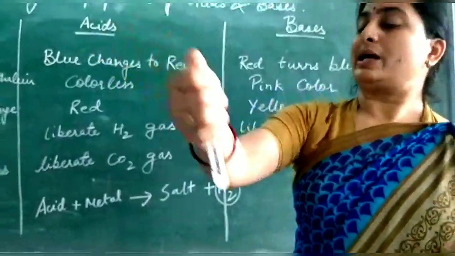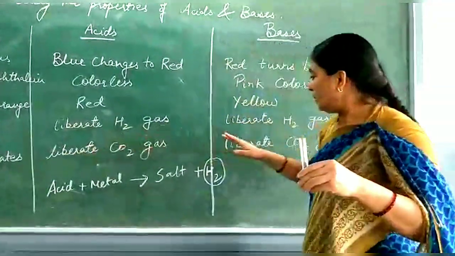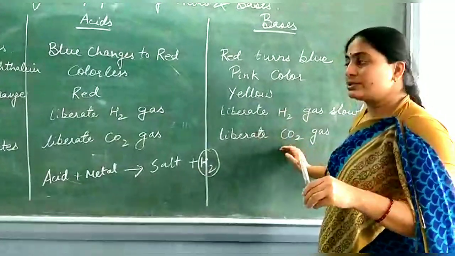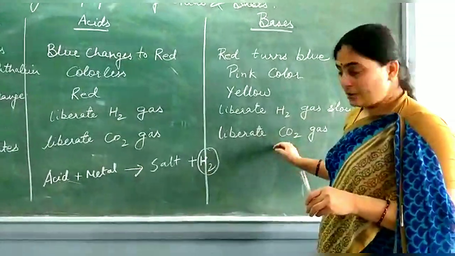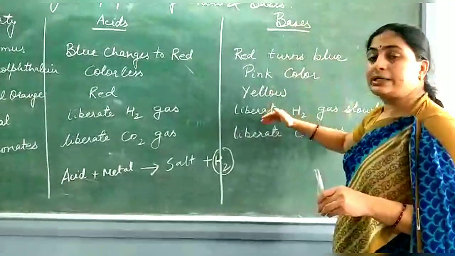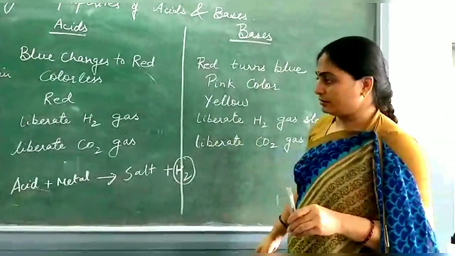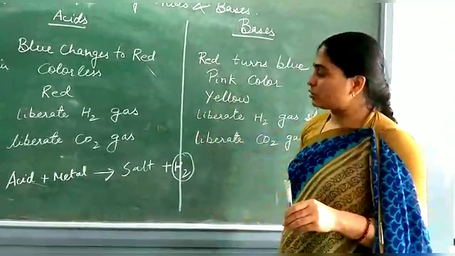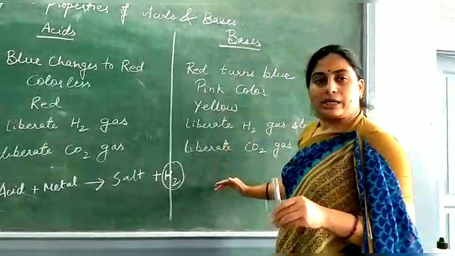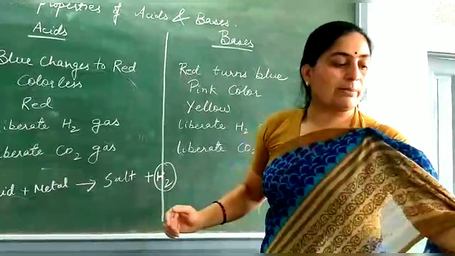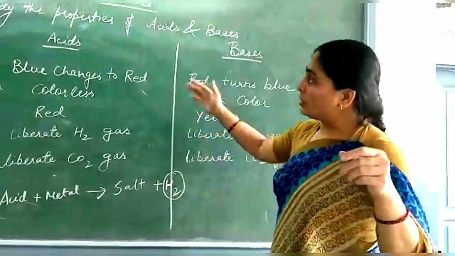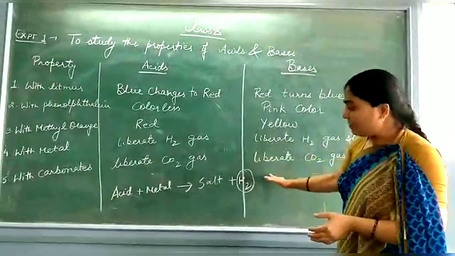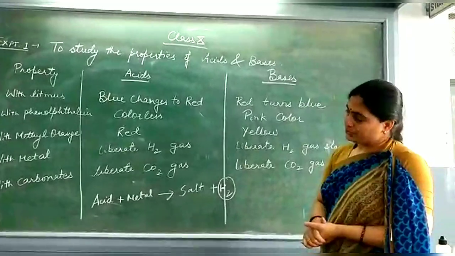So bases also react with metal as well as carbonate and liberate hydrogen gas in the case of metal and carbon dioxide gas in the case of carbonates. But in the case of bases, the reaction is a little bit slower. Acids react so vigorously and the gases come out so suddenly. The bases react, but the reaction is comparatively slow. So this is all about the properties of acids and bases. I hope you have understood all these properties. Thank you so much.